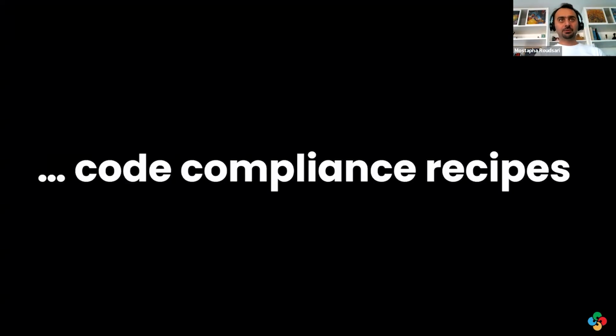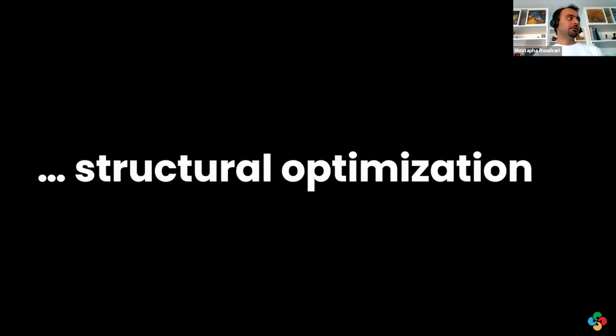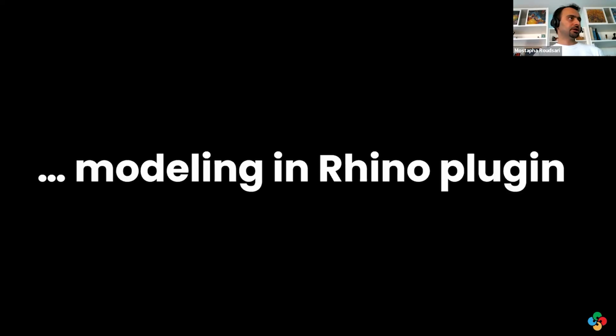We will not cover code compliance recipes. This is not a workshop about that. We have some recipes for code compliance. We will not cover structural optimization, but you can run it locally with any Grasshopper plugin that does structure if you understand the logic. And we're not going to cover the modeling in the Rhino plugin in this workshop. This is only about the Grasshopper side. However, I'll mention how Rhino can simplify this whole process.